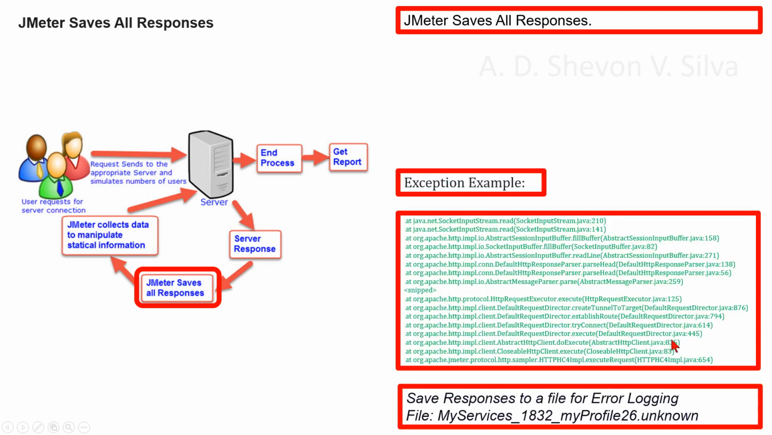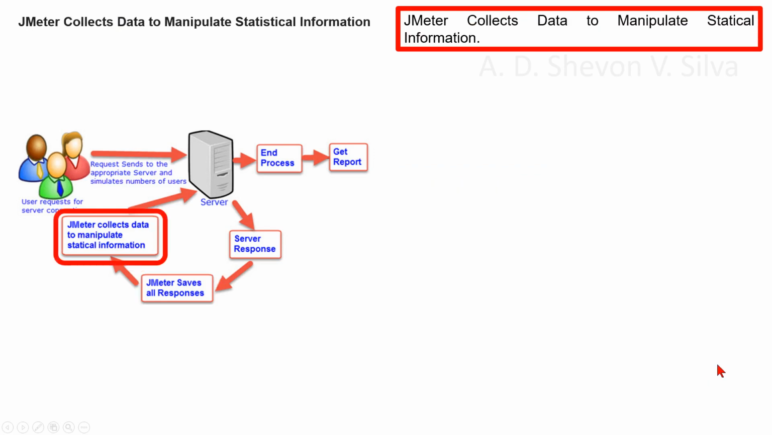As an example, we can consider this one, save responses to a file for error logging. Here this file is saved as myservices_1832_myprofile26.unknown. Now we are considering how JMeter collects data to manipulate statistical information.